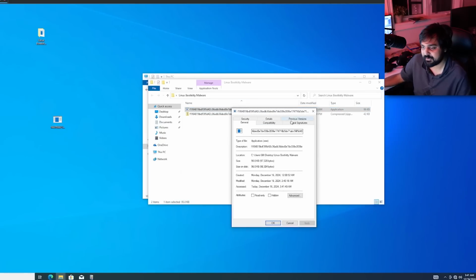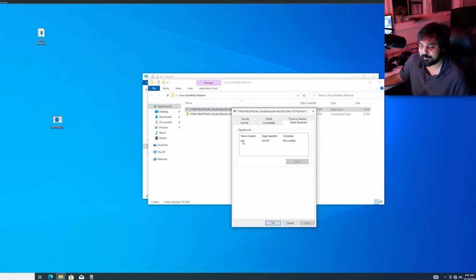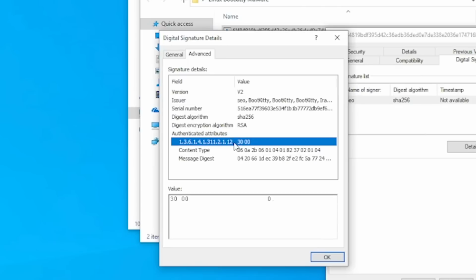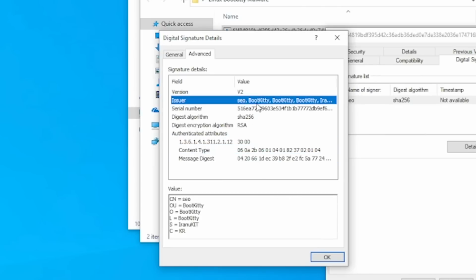Now inside the malware, when looking at BootKitty's actual software, if we right click and go to its properties, you can see that it's got a little digital signature. The name of the signer is SEO, SHA-256 is the digest algorithm, and if you hit the details, you can go to advanced and find out that, oh my god, this is in fact BootKitty. You can see that the issuer is SEO, BootKitty, IranoKit, and KR, which I assume is for Korea. Now this is of course using a custom signature, which means that it's already beatable if you have something like Secure Boot functioning and updated and working on your system.